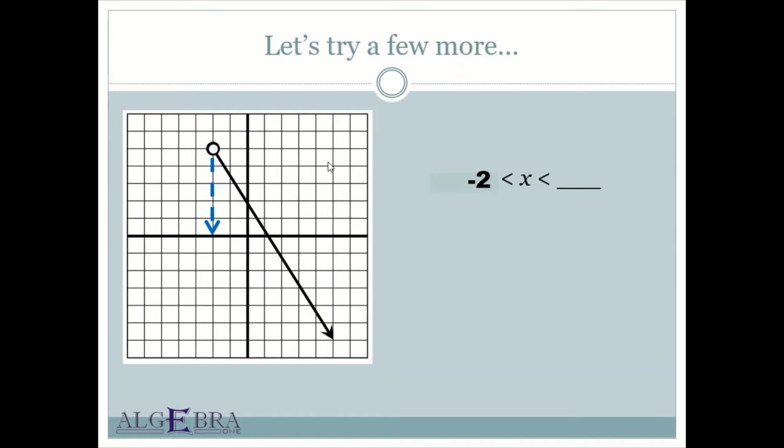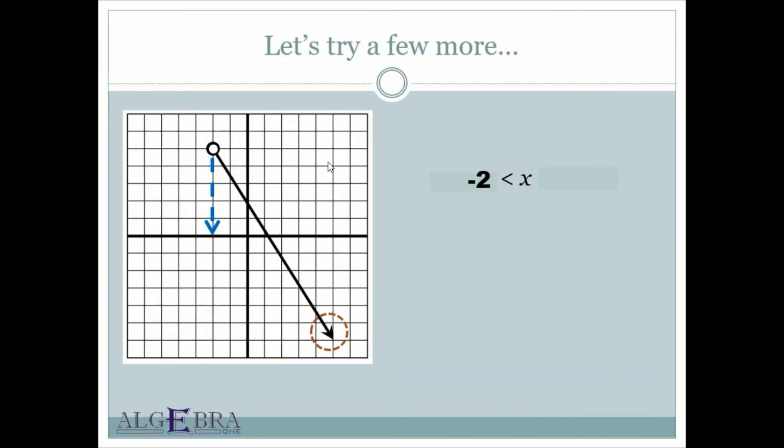Is -2 included in my domain? Because that endpoint is an open circle, it is not filled in. We know that -2 is not included in the domain. So here we will not have a line underneath the inequality. Let's look at the right. Do I see an arrow or do I see an endpoint? Here I see an arrow at the right side of my graph. So I know that my graph goes on forever and ever in this direction and never ends. Because of this, I don't have a limit, so I can erase the right side of my notation.